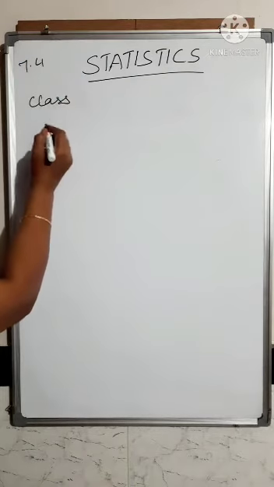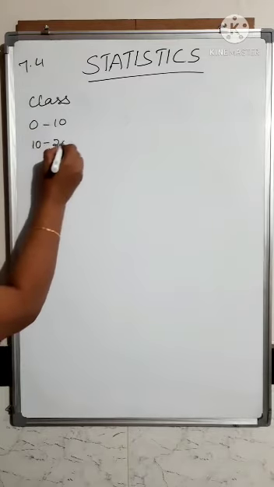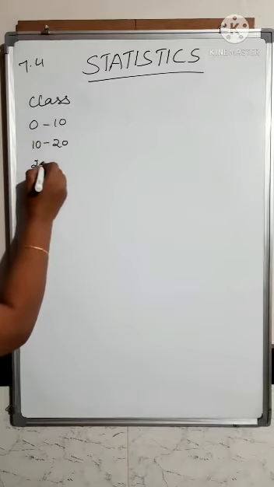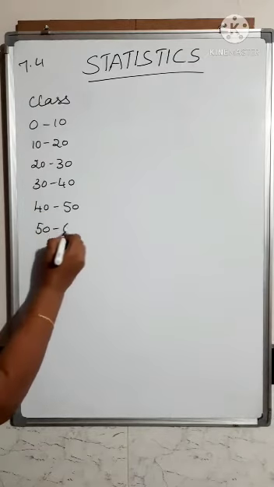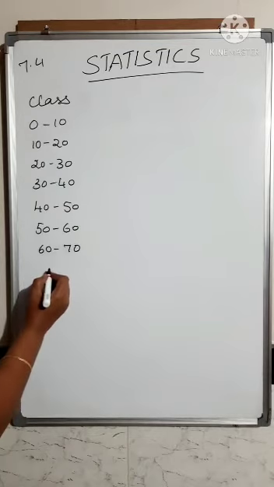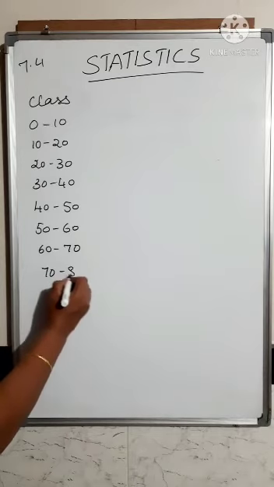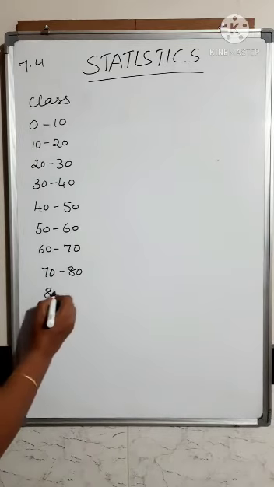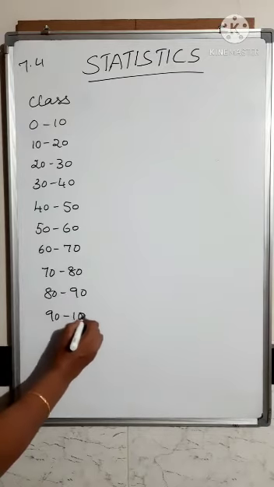Class is given, that they are told to take 0 to 10, 10 to 20, 20 to 30, 30 to 40, 40 to 50, 50 to 60, 60 to 70, 70 to 80, 80 to 90, 90 to 100.